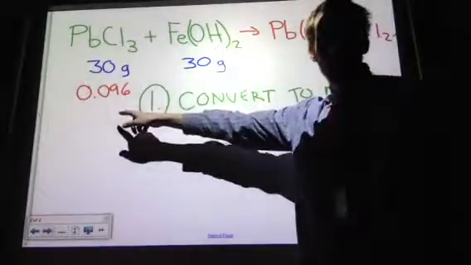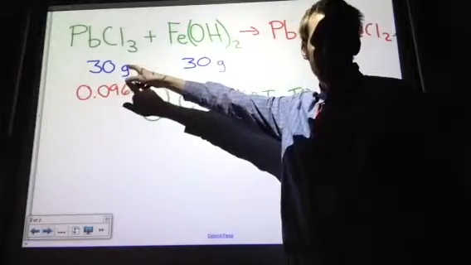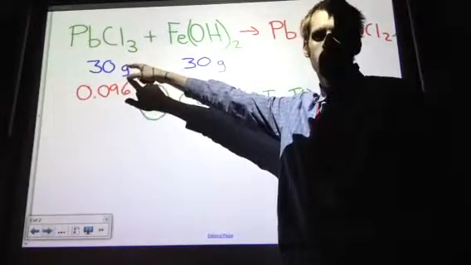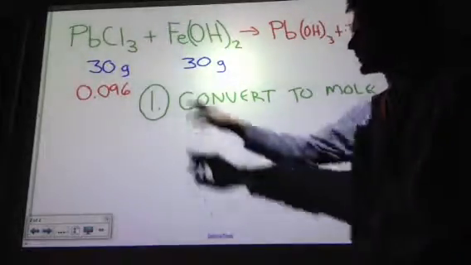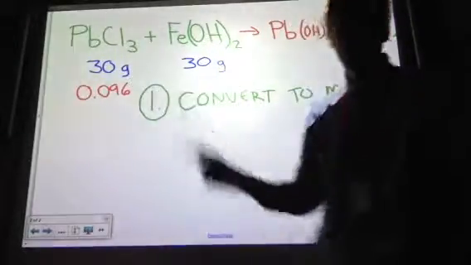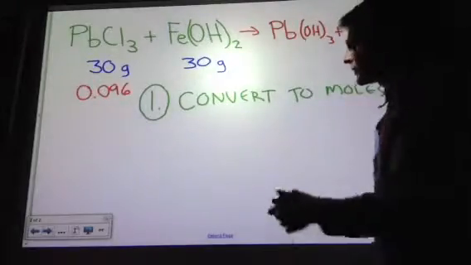So I wrote that up there. So the grams is the mass, or mass is in blue, moles is in red. Right? So that's moles of lead 3 chloride. Right. So step number 2.